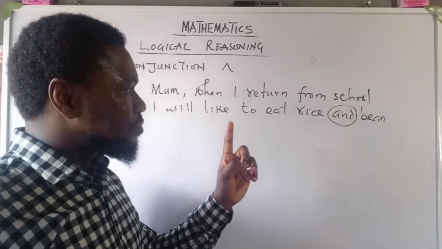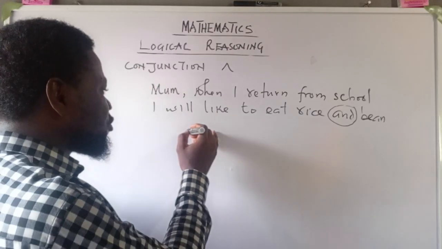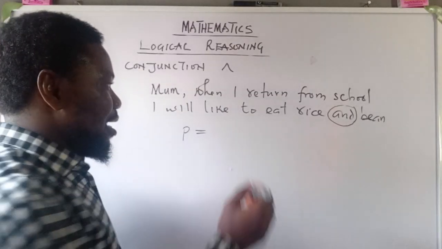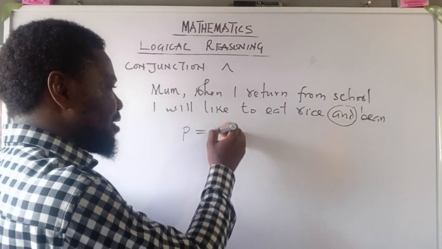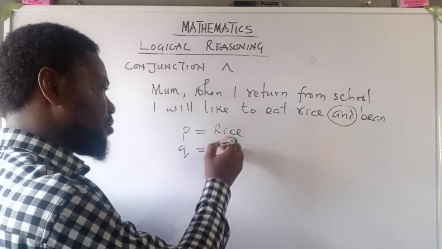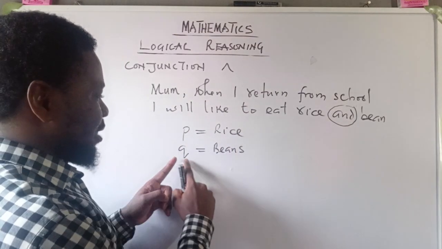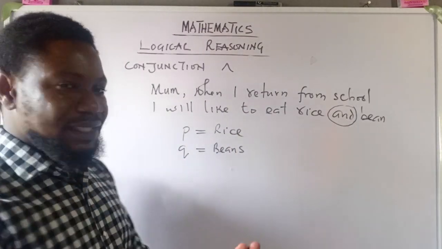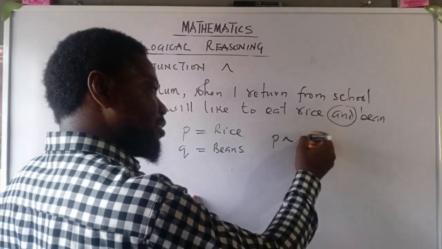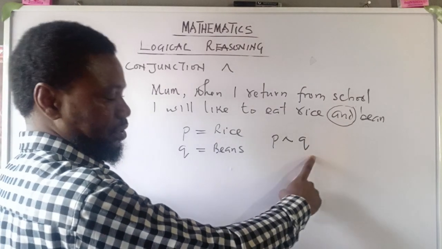Now, look closely. I want to use an alphabet. I want to use P to represent rice and Q to represent beans. Putting this in a logical statement, it becomes P and Q. That is, I would like to eat rice and beans.